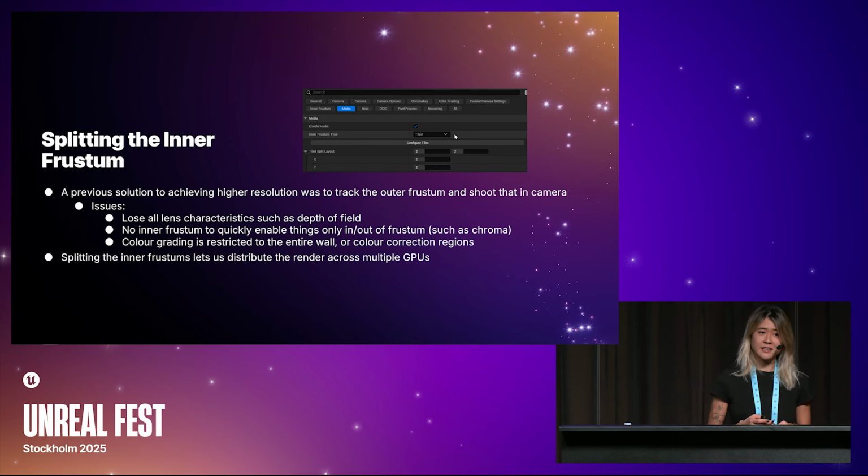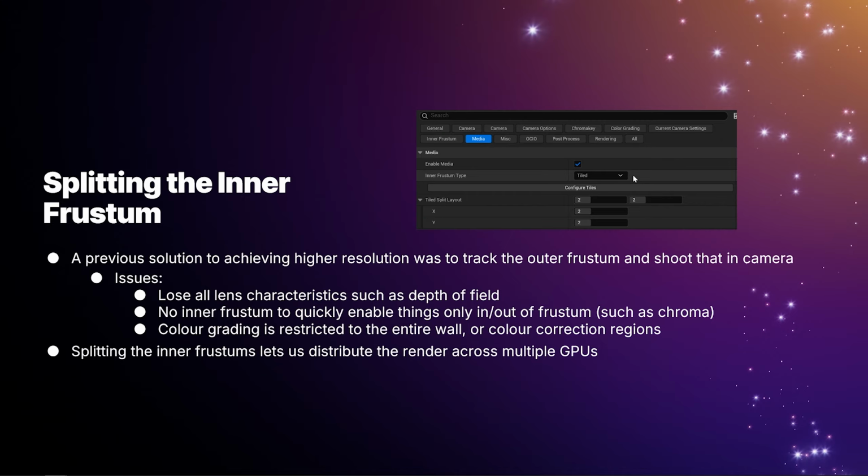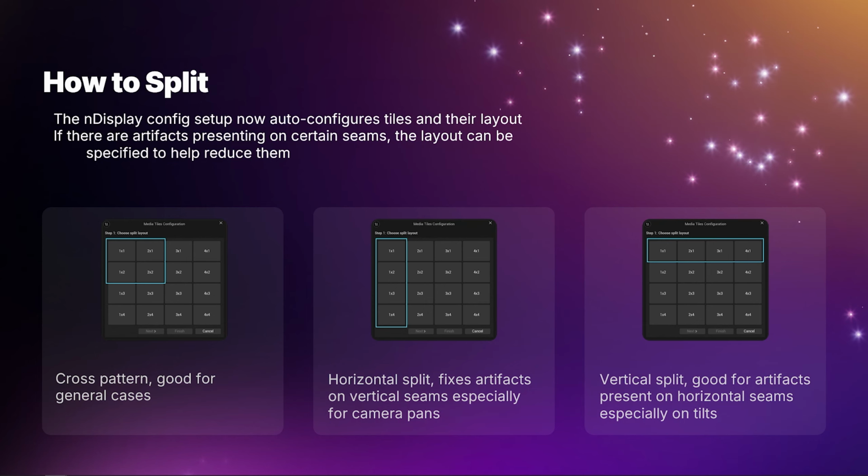And you also lose some color correction abilities. One thing that some DPs do is they'll grade certain sections of the wall, and use that to grade their shadows or something. But if your entire wall is your frustum, you can't easily switch an entire section of it to a different color. So splitting the inner frustum takes care of those issues, and it gives us more render power.